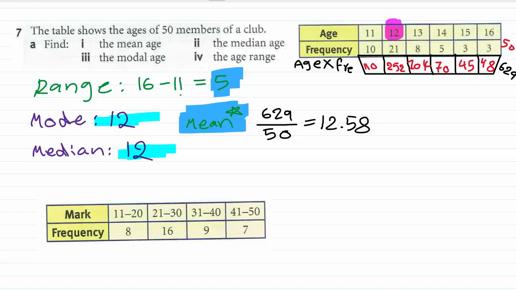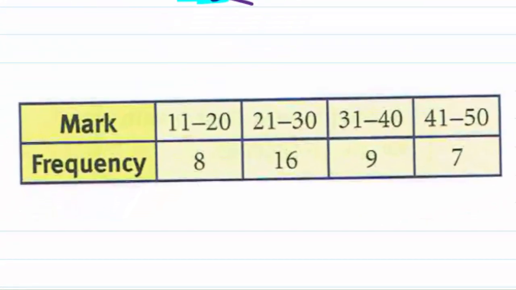Sometimes we have frequency tables, not like this exactly. We have classes. When we have classes, the first thing you have to do is find the midpoint for each class by adding the two numbers, then divide by 2. 11 plus 20 is equal to 31. Divide by 2 is 15.5.